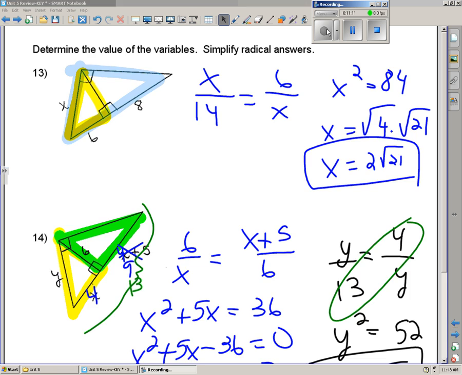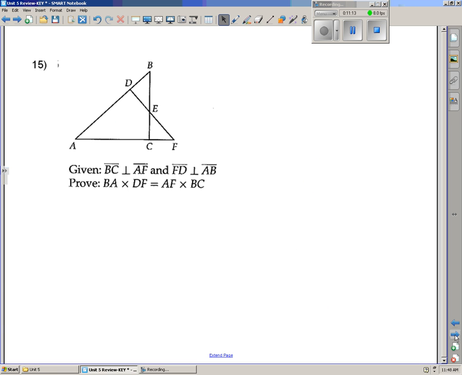Okay, so then for the last one, which is the proof, we are given that we've got perpendicular lines, and we're given that we've got some cross products being equal. Well, if cross products are equal, then we know that we must have had a ratio, sides being proportional, and if sides are proportional, then you know you must have some similar triangles. So let's take a look at where these right angles are. BC and AF, it's probably going to be the right angle there, and then FD and AB, it looks like we're going to be the right angle here.